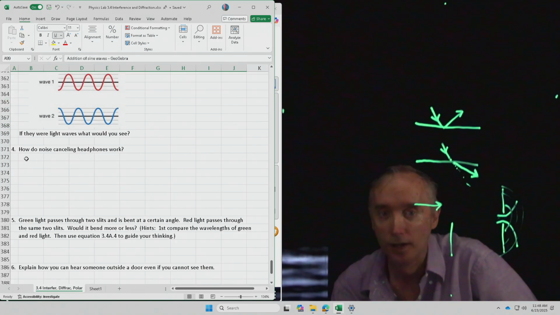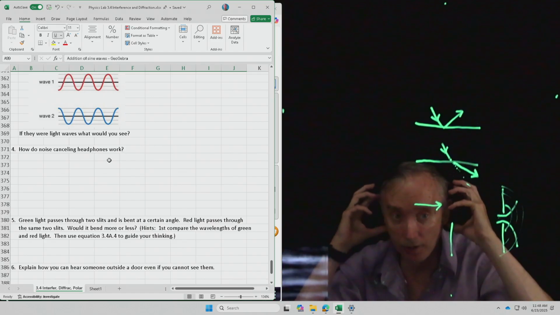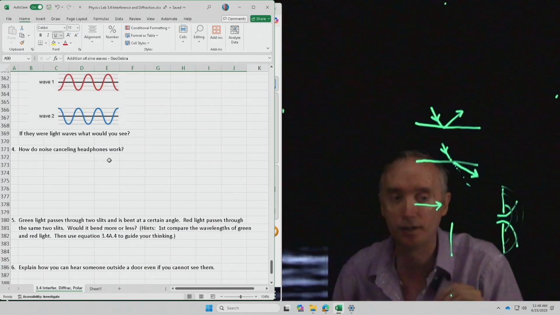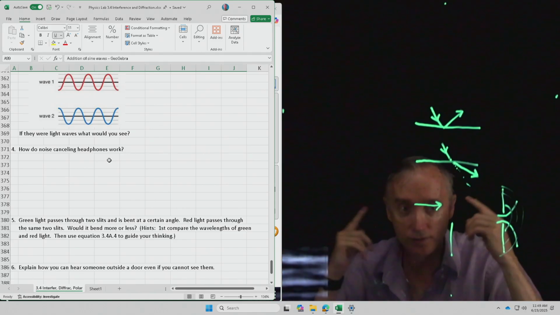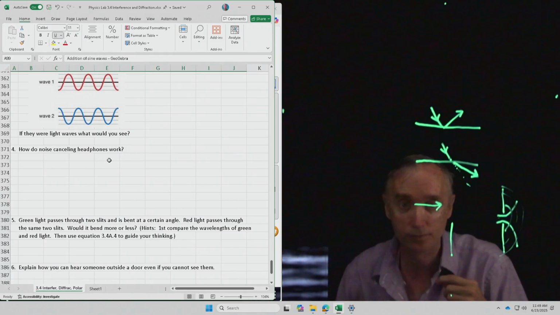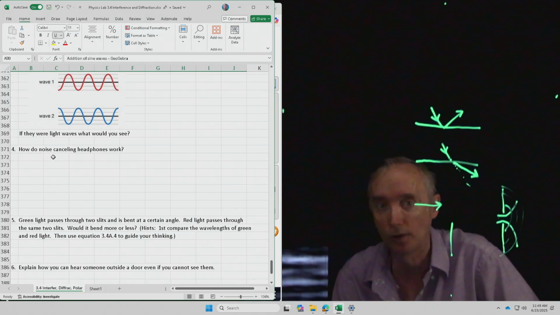Okay, number 4, how do noise canceling headphones work? So you've heard about these headphones that you can put on, and what it does is it eliminates outside noises so that you can listen to the music in your earphones. How do those work? Well, it has something to do with constructive and destructive interference. So you find on the internet an article where it explains how noise canceling headphones work, and then just summarize it down here.